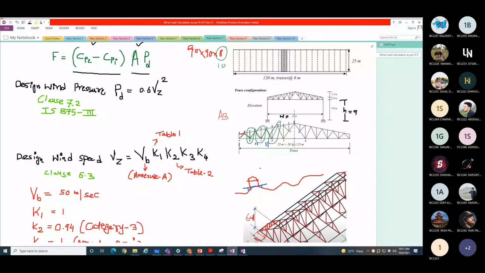Clear everyone? And why economical design? Because if you take different sections, at the time of erection it will be difficult for the layman to do all this cutting and connection. So you require to make such a section which will give a safe design for all of the members of the truss. Clear everyone?